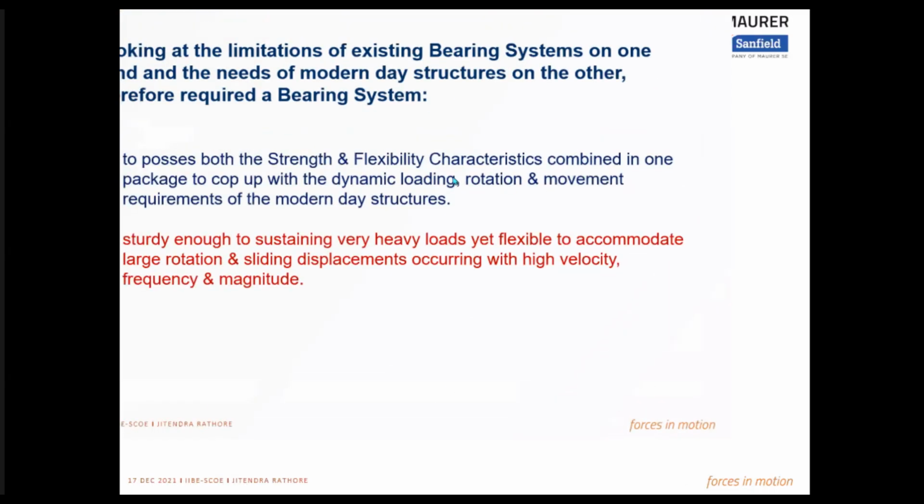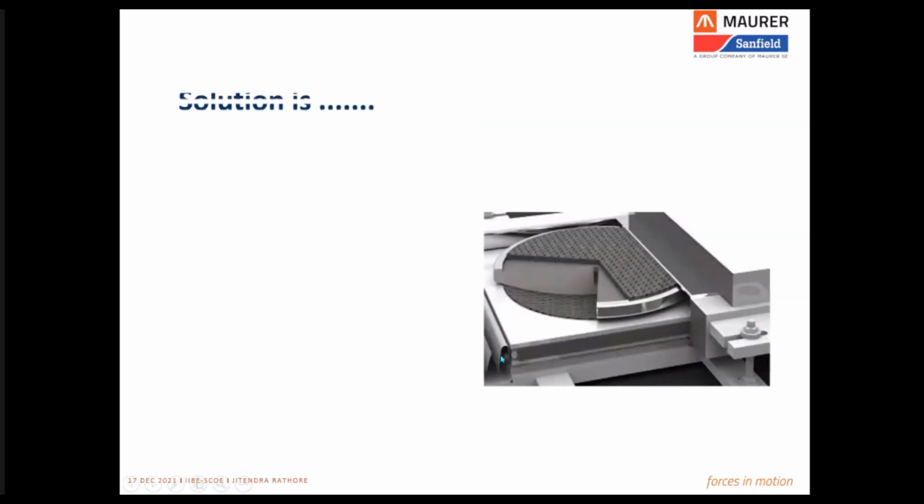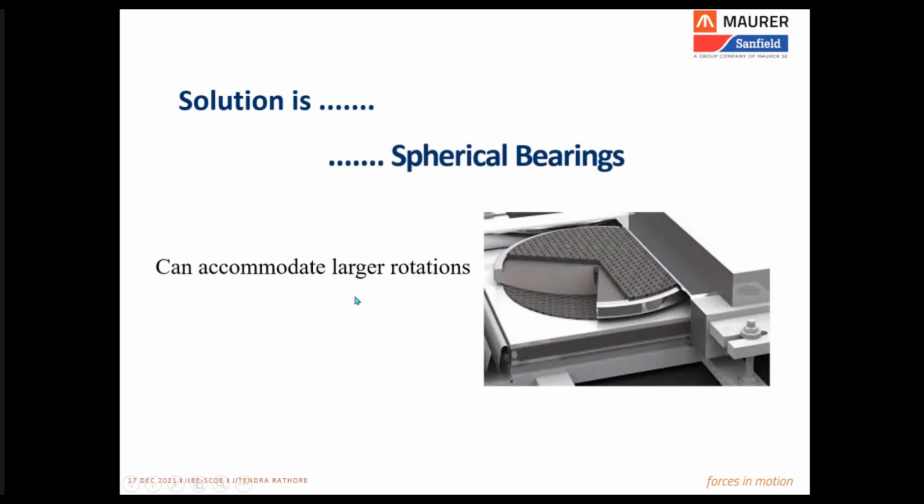So looking at the limitations of the existing bearing systems and the needs and demands of modern structures, we need to have a bearing system which should possess both strength and flexibility characteristics. By saying so, that means the bearing should be able to take very high loads and forces, yet it should be able to offer very high velocity, high frequency, and high magnitude rotations and movements. And this solution is found in spherical bearings.